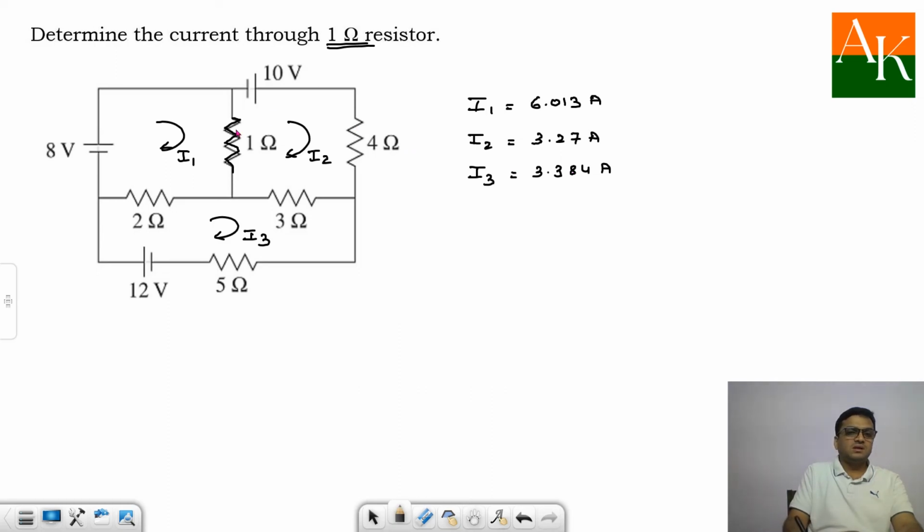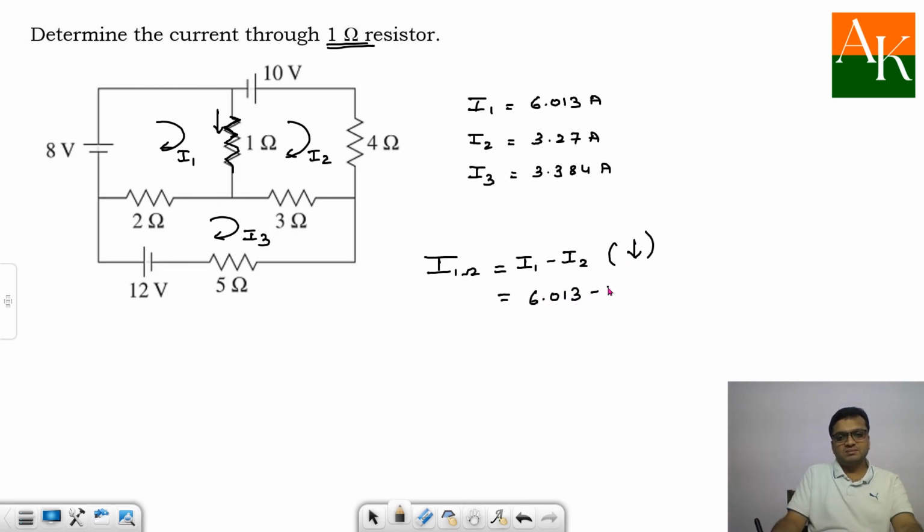Now through 1 ohm, you have to calculate current through 1 ohm. So you decide how you have to move, either downward or upward. If you have decided to move downward, then the net downward current is nothing but I1 minus I2. And here I will mark that direction of the current, downward. So this turns out to be 6.013 minus 3.27, and that current is moving downward. So this leads to 2.743 ampere downward. So this is the current flowing through 1 ohm resistor.